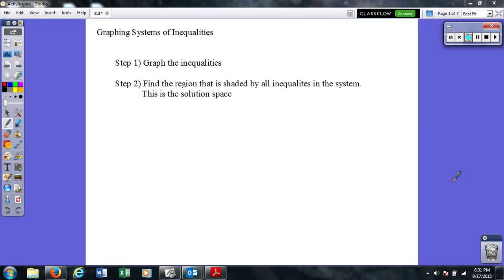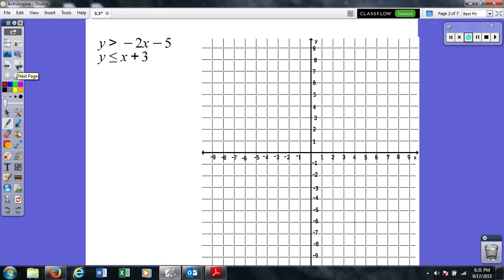If you think back to graphing a system of equations, what we do is we graph each of the equations, and then the solution is where those graphs intersect. So if we're graphing a system of inequalities, we're going to do pretty much exactly the same thing. It's just that when you graph an inequality, you have some shaded region, and so the solution is going to be the region of space that is shaded by both inequalities. So let's get an example of that.